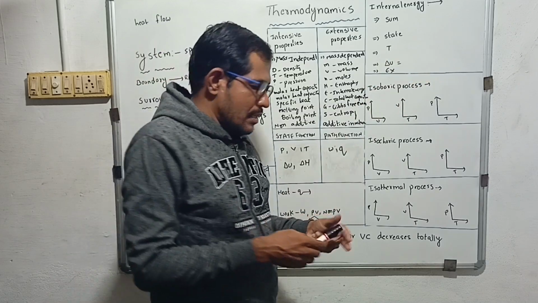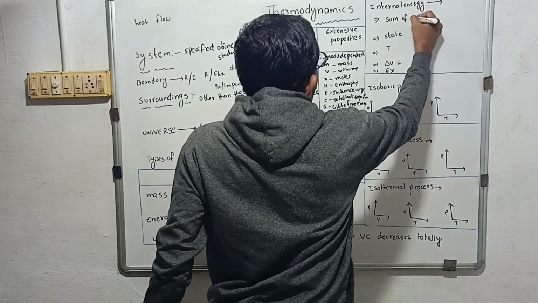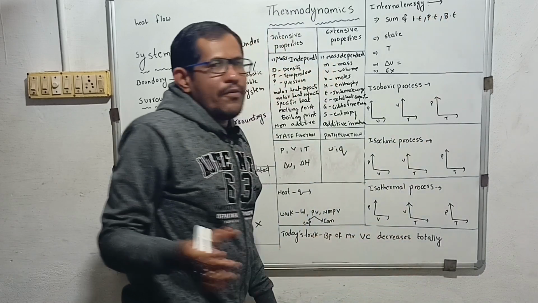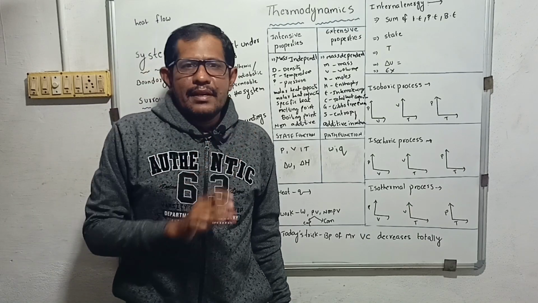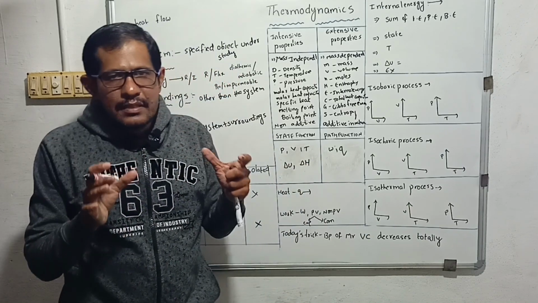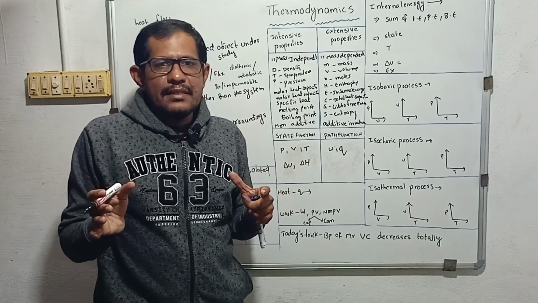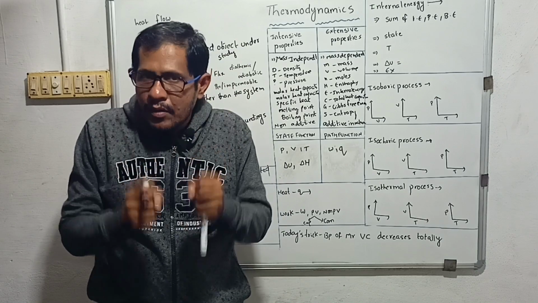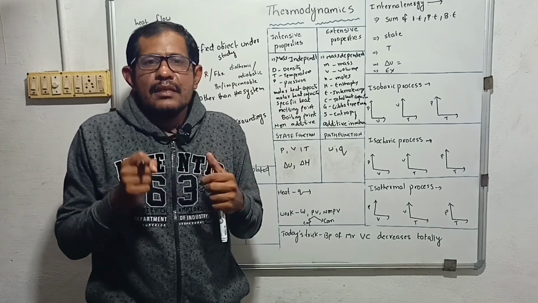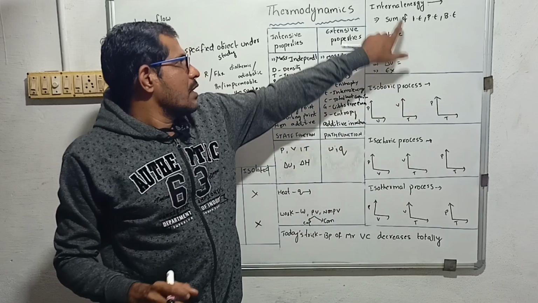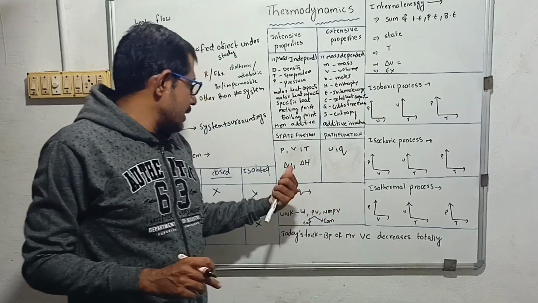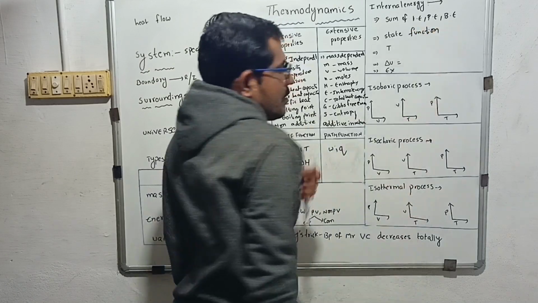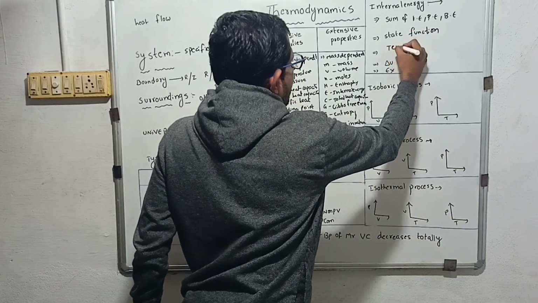So internal energy means the sum of all kinds of energies: kinetic energy, potential energy, bond energy, right? The sum of all kinds of energy is internal energy. If an object is moving, it has kinetic energy. The molecules in the object are bound together, which is binding energy. Summation of all kinds of energy is the internal energy. Internal energy, as I just showed you, is a state function, and it depends on temperature.